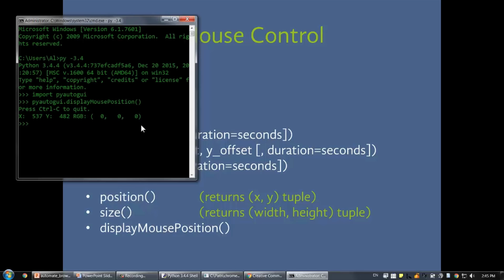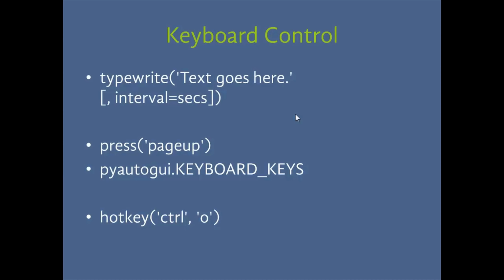Controlling the keyboard is a lot simpler because there's just fewer things to do. The main function here is just typewrite, so PyAutoGUI typewrite. Pass it a string, and it will send those keystrokes to whatever application has focus. Or if you want to press some other key that you can't easily type into a string, like page up, you can call the press function. And there's a whole list of these strings for various keyboard keys in PyAutoGUI.keyboard_keys. And then finally, if you want to do a shortcut or hotkey, like Control O to open, you can just call the hotkey function.